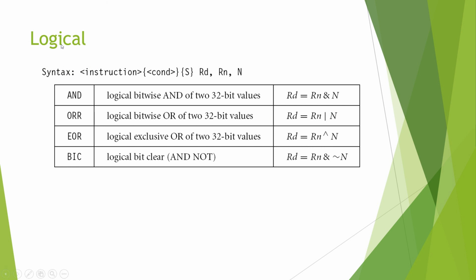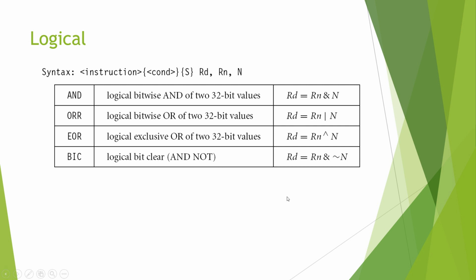Among the different data processing instructions, the next one that we have to understand for this program is logical. Logical instructions, as usual, have an instruction condition, an S prefix to indicate that we are interested in looking at the CPSR flags, then destination registers and the operands. The logical instructions are AND, OR, exclusive OR, and the bit clear instruction.